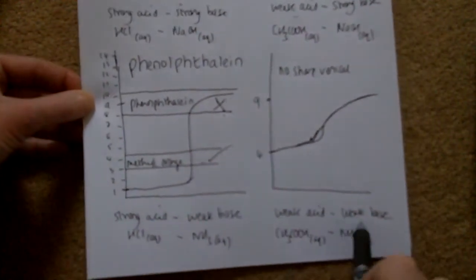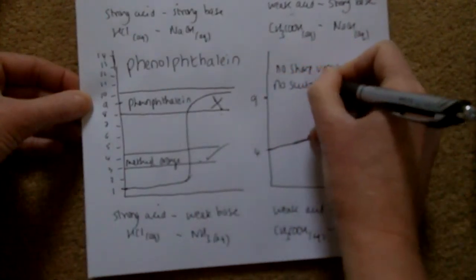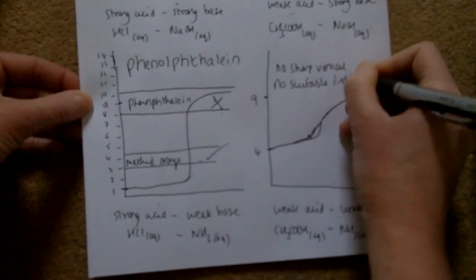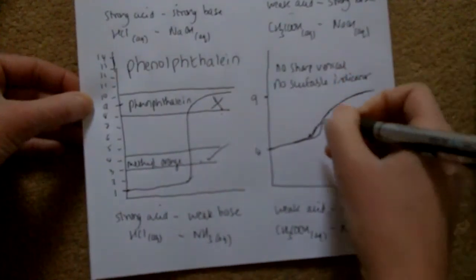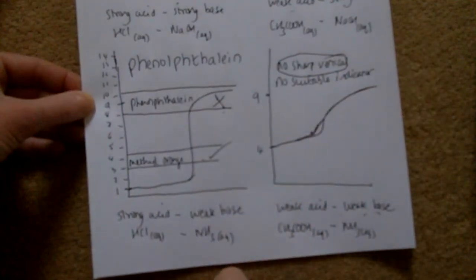For weak acid, weak base, there are no suitable indicators. There's no suitable indicator when you're doing this titration, because there is no sharp vertical section.